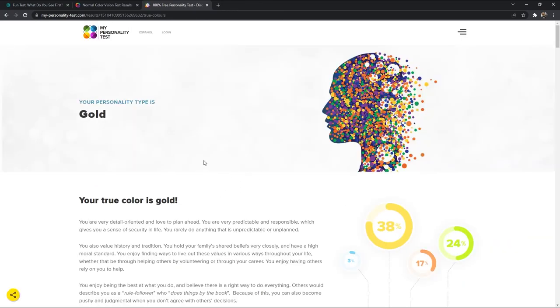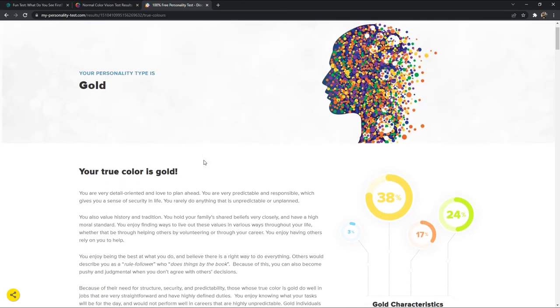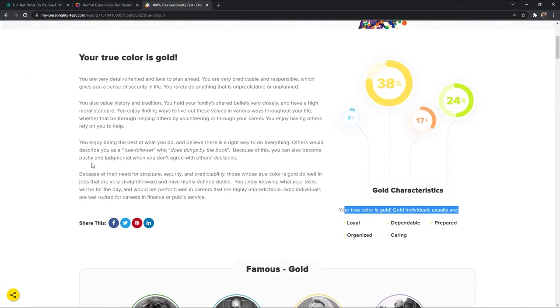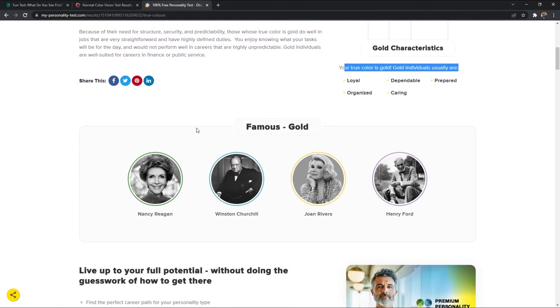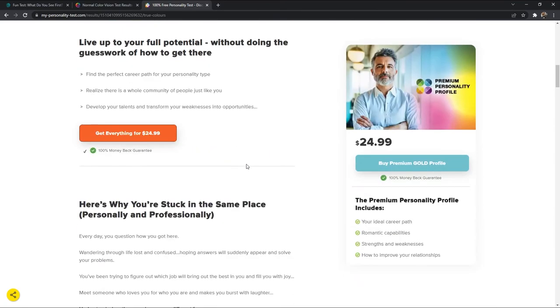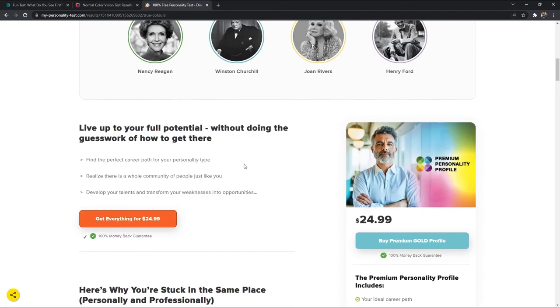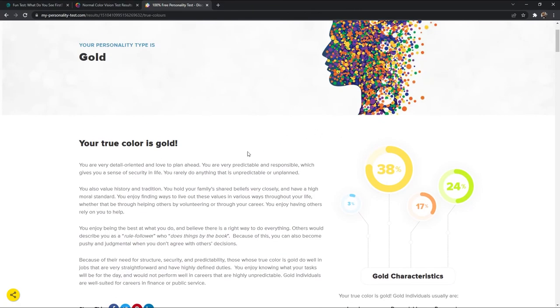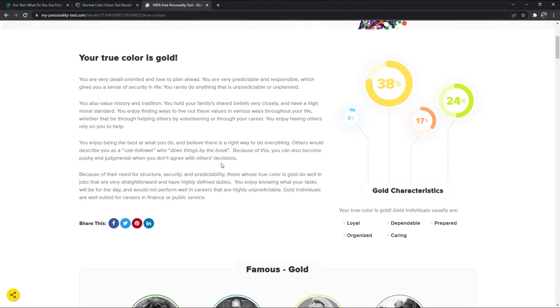Oh, my personality type is gold. Your true color is gold. Bruh. Gold individuals are loyal, organized, dependable, caring, and prepared. Don't know about the organized thing, but... Wait, so others describe me as dependable, punctual, caring, charming, optimistic, spontaneous, sympathetic, communicative, flexible, and or analytical, creative and calm.